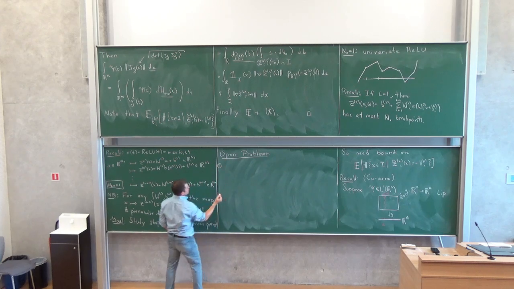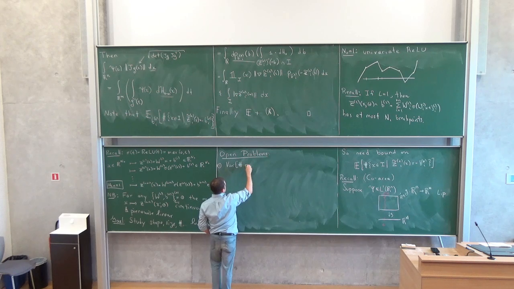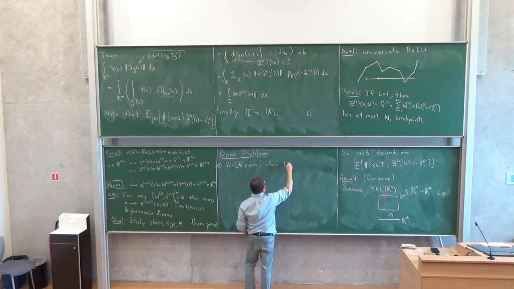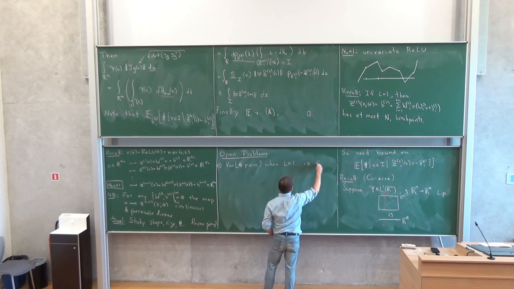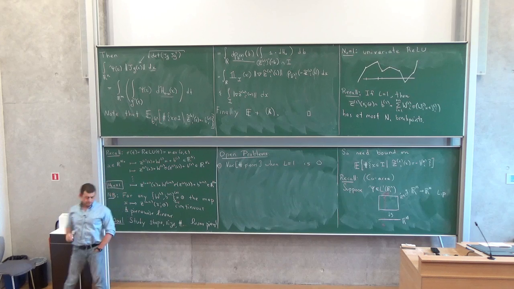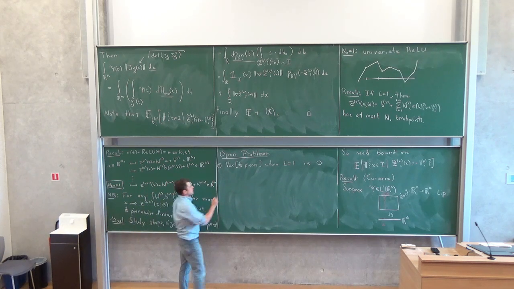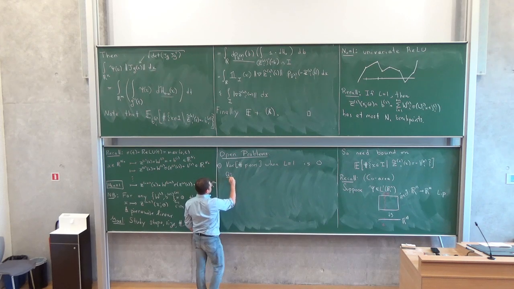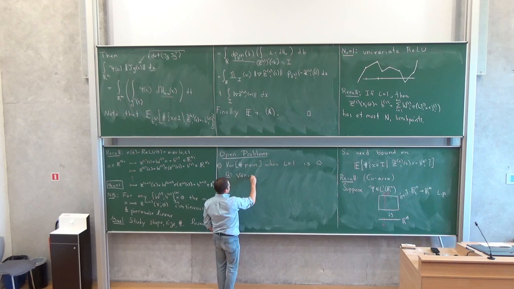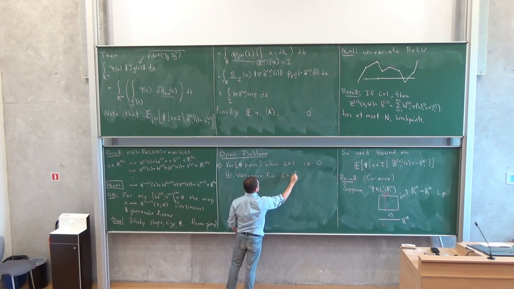So open problem number 1: we saw that the variance of the number of pieces when L equals 1 is 0. With probability 1, you get exactly n1 plus 1 pieces. Nobody knows what the variance is in general. Question: what is the variance for L greater than 1?